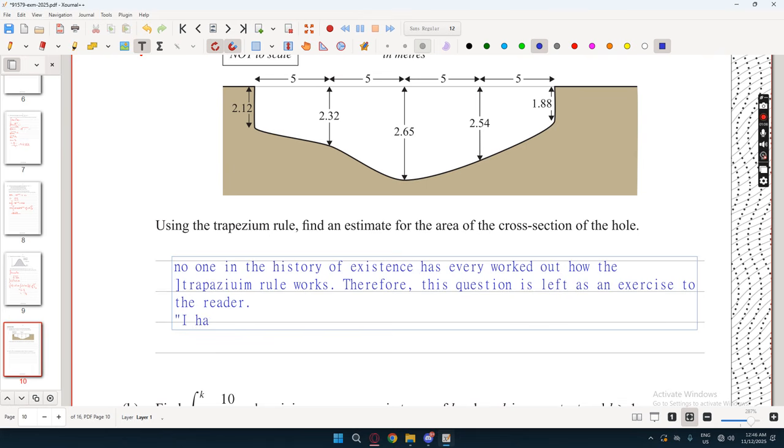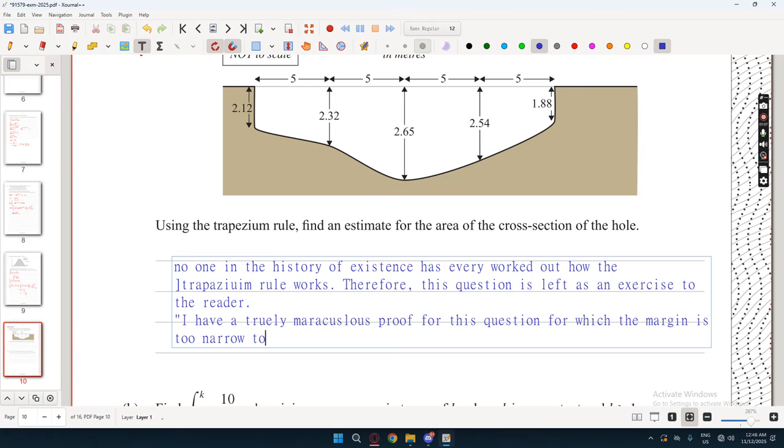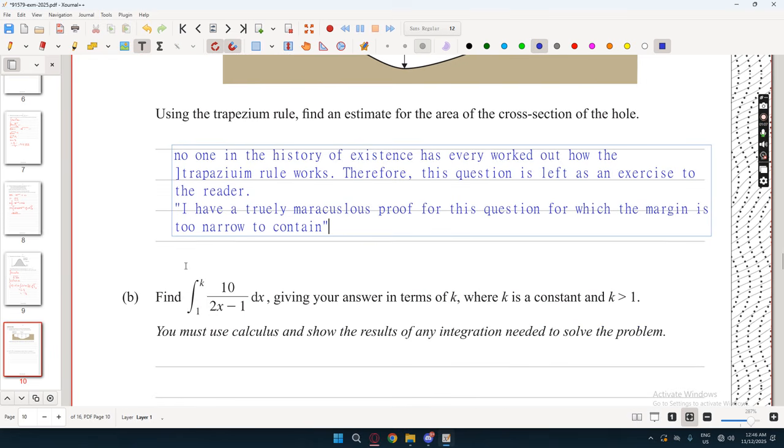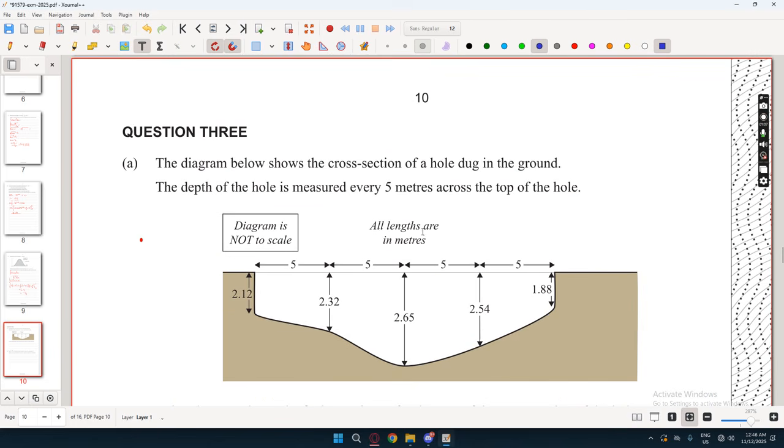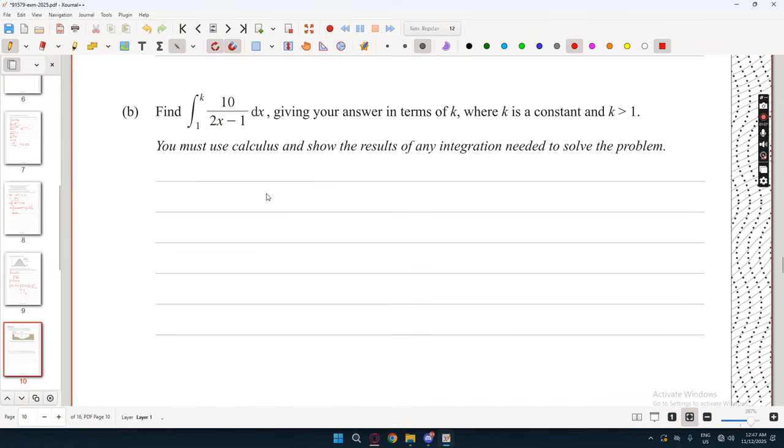Or in other words, I have a truly miraculous proof for this question, for which the margin is too narrow to contain. Well, I mean, that's not the correct answer, so I have to drink, what a shame. But seriously, if anyone knows how the trapezium rule works, hit me up. I'll never bother learning it. Waste of time. Not correct.